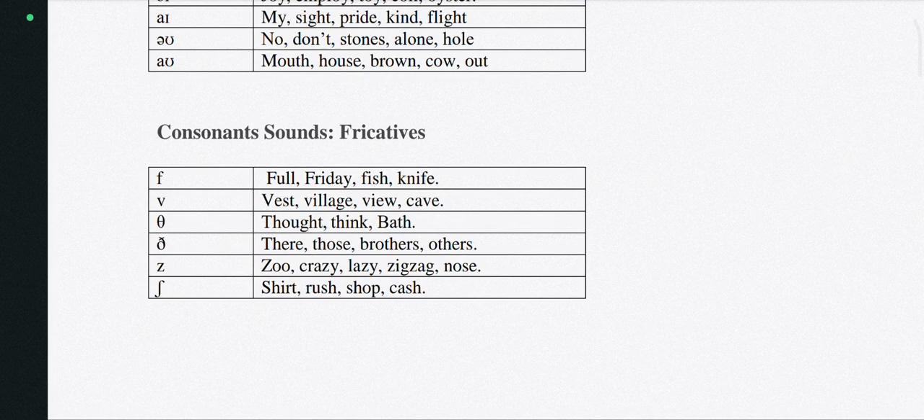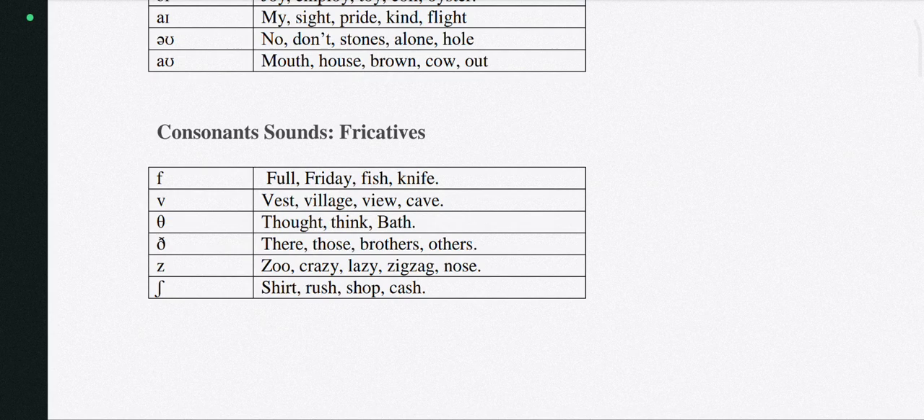Then what is the next symbol given there? Theta. In maths, physics and all we use theta symbol. Okay. So, this is th as in thought, think, bath. Okay. Next one, learn it. It is the. Okay, first one is the, and then we have the. Their, those, brothers, others.